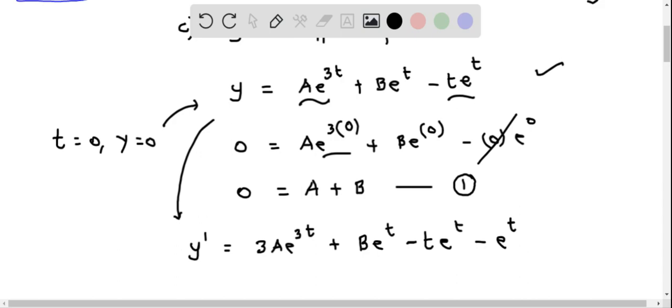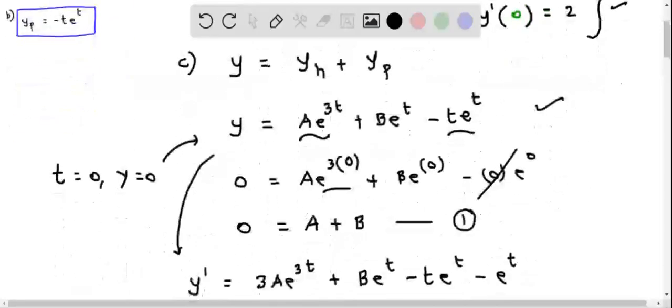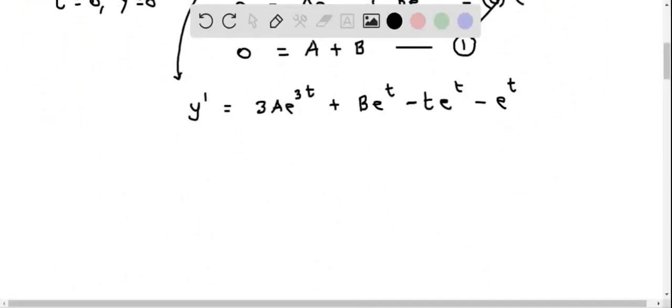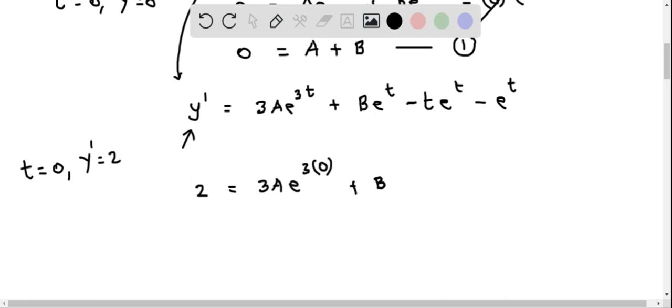Now we can utilize the initial condition, that is y prime of 0 equals 2. That is, when t equals 0, y prime equals 2. So let's put y prime equals 2 and replace all t by 0. So therefore we get 3a times e raised to the power of 3 times 0, plus b e power 0, minus 0 times e raised to the power of 0, minus e raised to the power of 0.